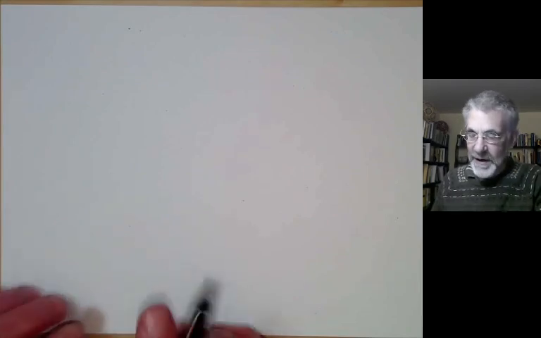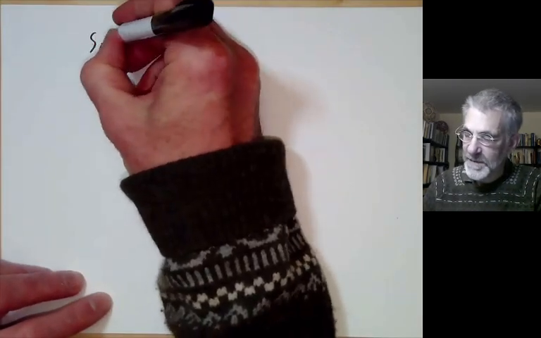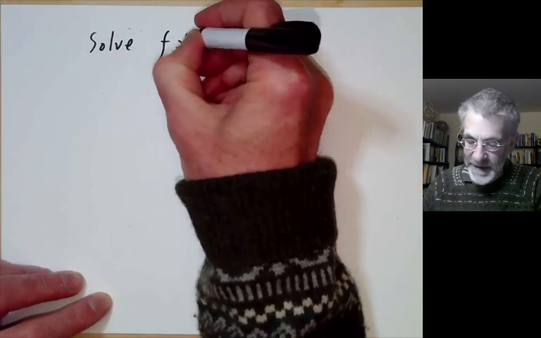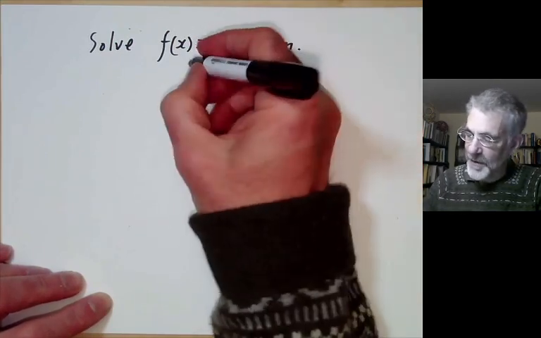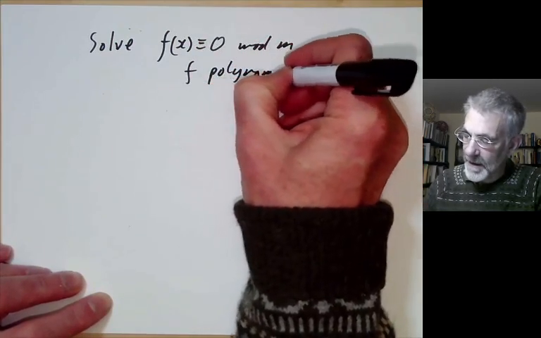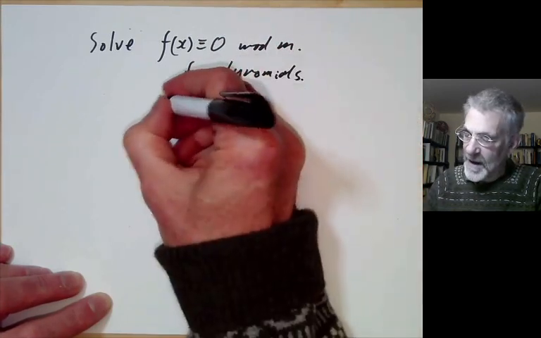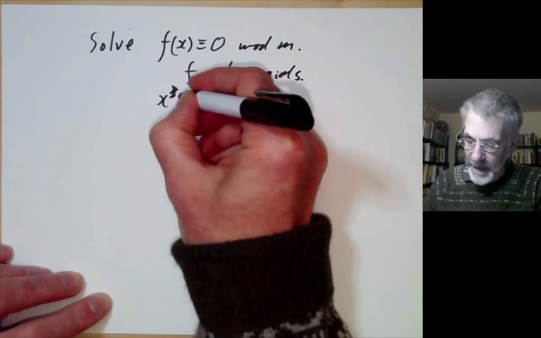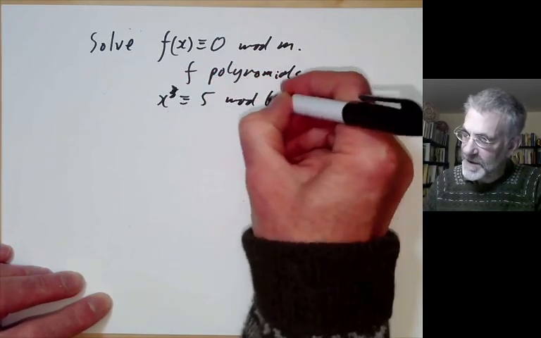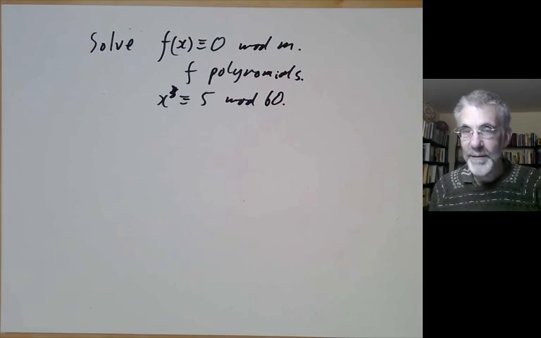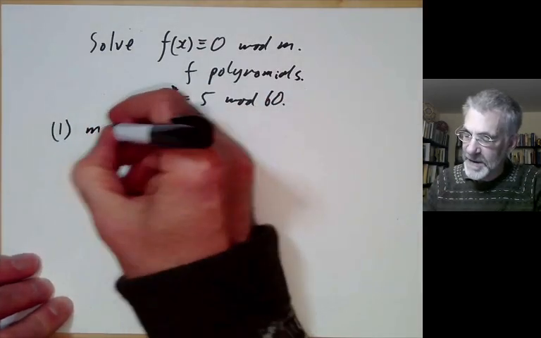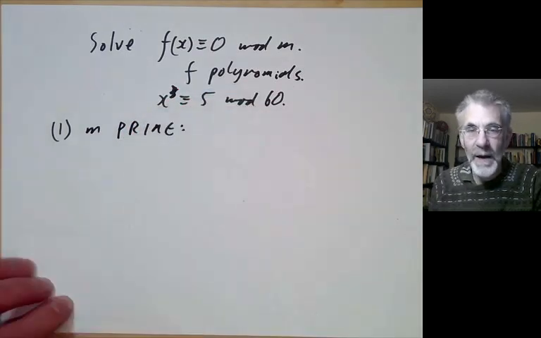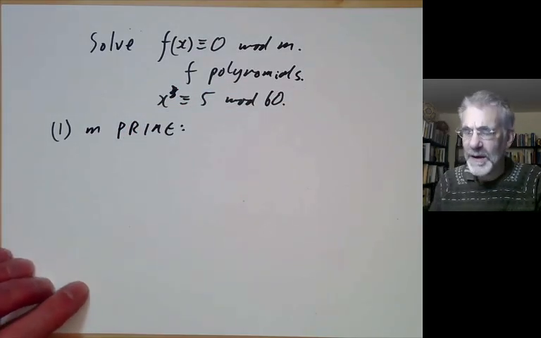So more generally, we would like to solve the following problem. Suppose we want to solve f of x is congruent to 0 modulo m, where we might take f to be a polynomial in x. For instance, we might want to solve x cubed is congruent to 5 modulo 60. And the idea of doing this is to split it into several cases. The first case is m is prime. And this tends to be sometimes a bit easier.